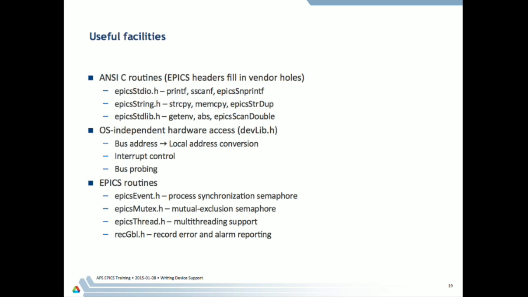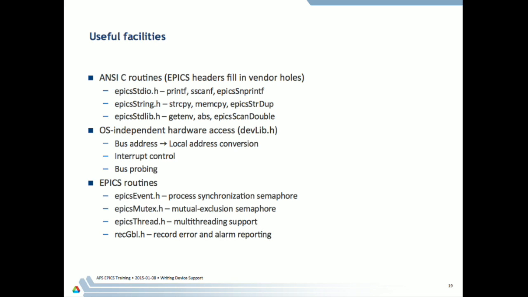And so that provides things like bus address to local address conversions. So where in my CPU space is this A16 address or this A32 address and so on in VME space. It provides interrupt control so that you can enable and disable interrupts and set interrupt service routine things, and also bus probing so that you can see, does this address actually exist? Is there a register? Is there a piece of hardware that responds at this particular address?